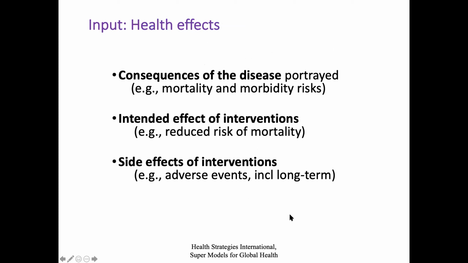The health effects that you need to consider as inputs to the model are, first of all, the consequences of the disease portrayed. So if you're modeling HIV, what are the consequences in terms of mortality and morbidity? And particularly, what are the consequences in the absence of the intervention you're considering, say in the absence of antiretroviral therapy? What are the intended effects of the interventions, and how well do they work?